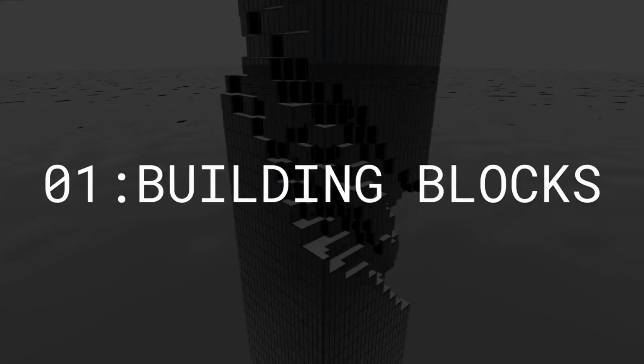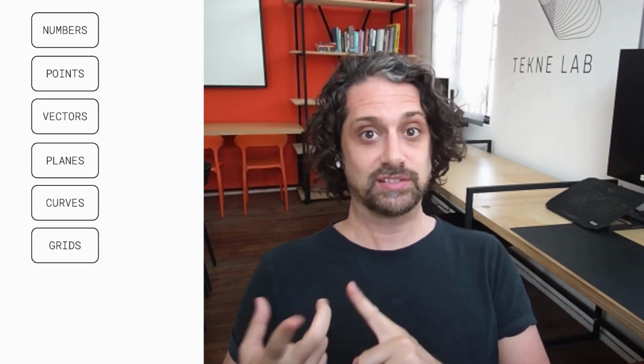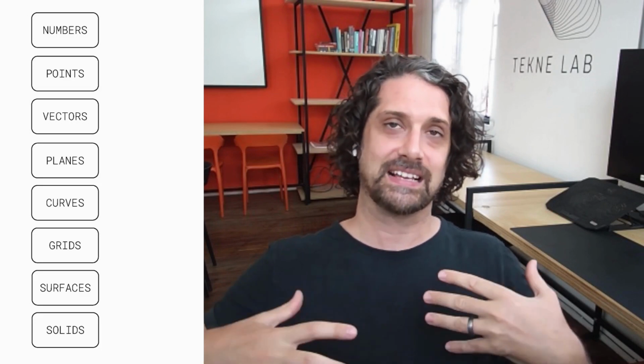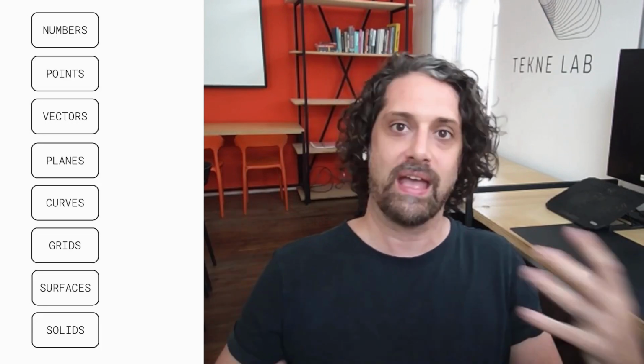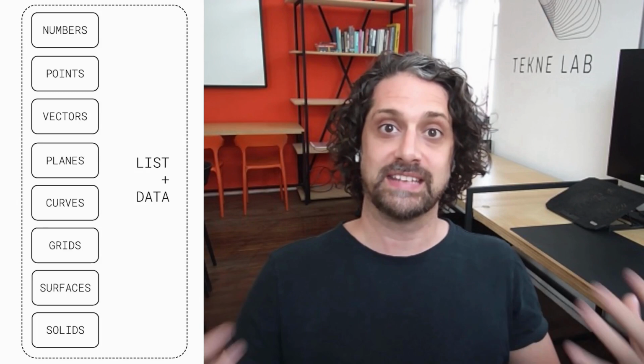So here are my 8 essential skills that you need in order to start mastering Grasshopper. So it's important to understand that we repeatedly use and manipulate the same types of elements over and over again in Grasshopper. And these are numbers, points, vectors, planes, curves, grids, surfaces, solids, and as an overall term for how everything is organized, data structures.